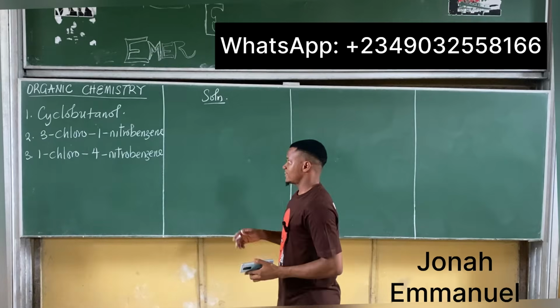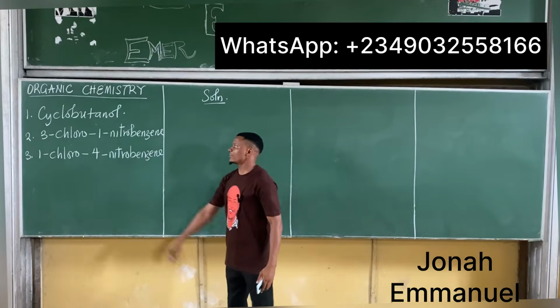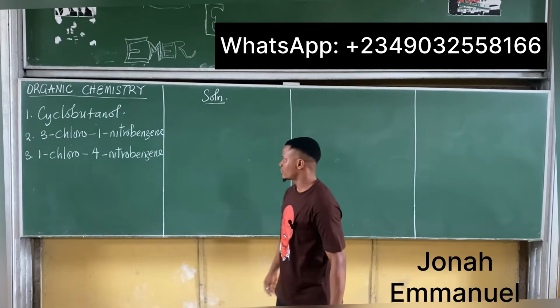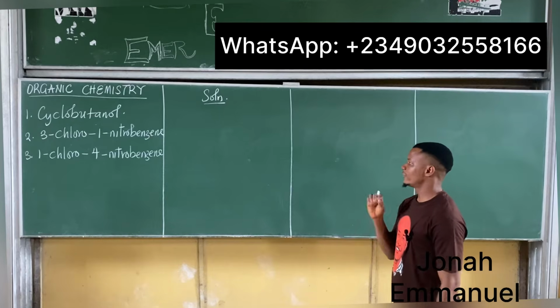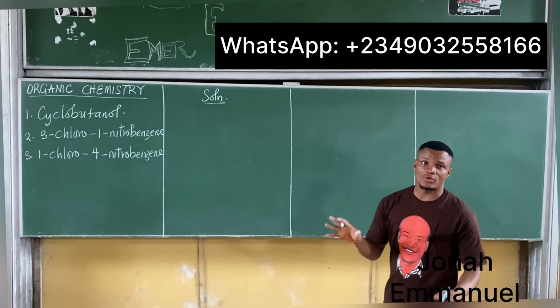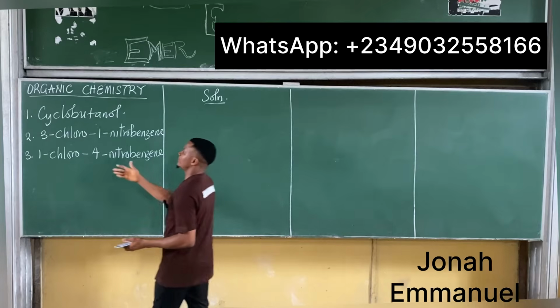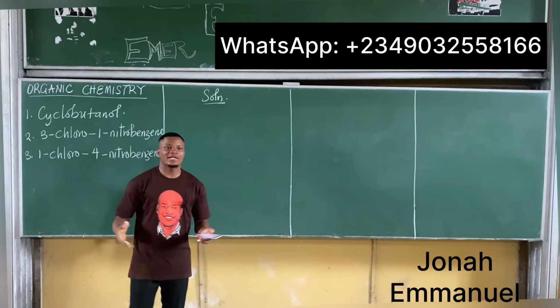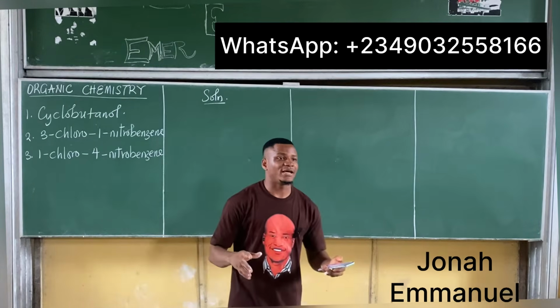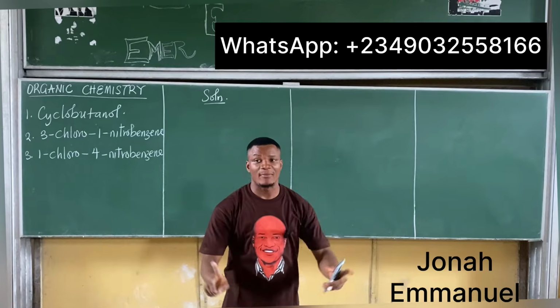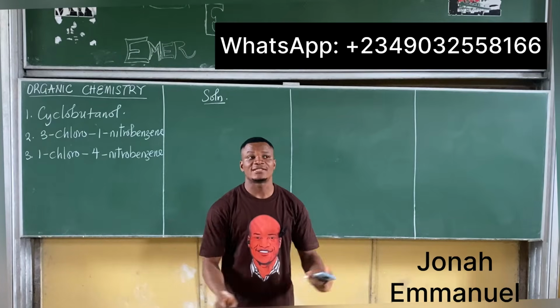All right, first things first, we have to draw the structure: cyclobutanol, 3-chloro-1-nitrobenzene, 1-chloro-4-nitrobenzene. So here's the task, please. First things first, I have a cyclobutanol. The term there says cyclo. We've agreed that when we say cyclo, what does it mean there? It means it's in a ring format. That's all. Cyclo means it's in a ring format.